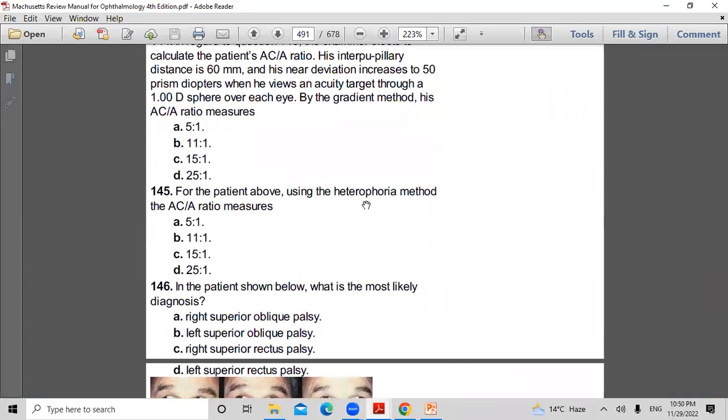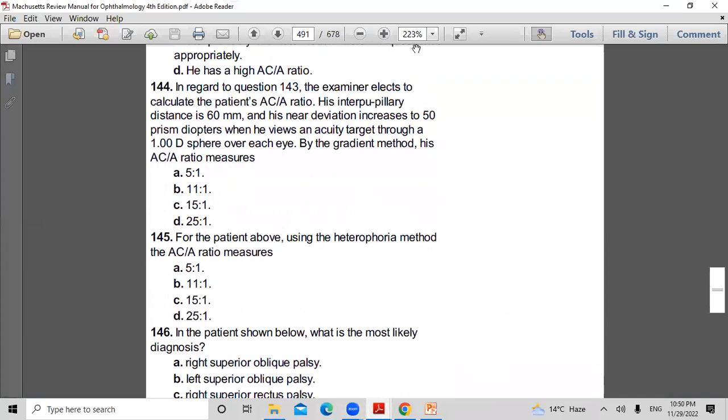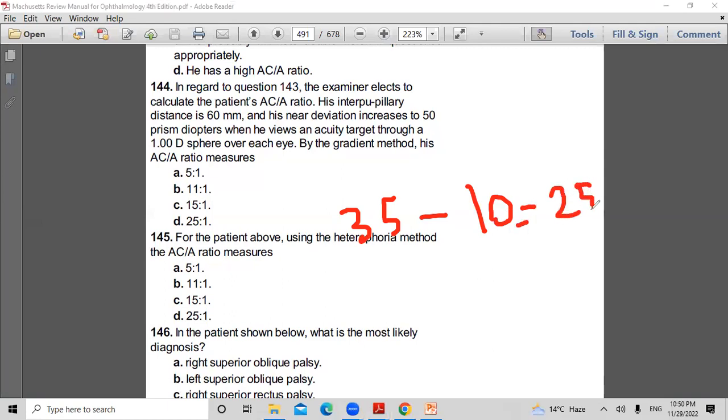What is the heterophoria method? Let me just explain it to you. So we have the esotropia at near, it's 35 prism diopter. You will minus it from the distance. We said at the distance he will see 10. Okay, so it will equal 25 prism diopter.